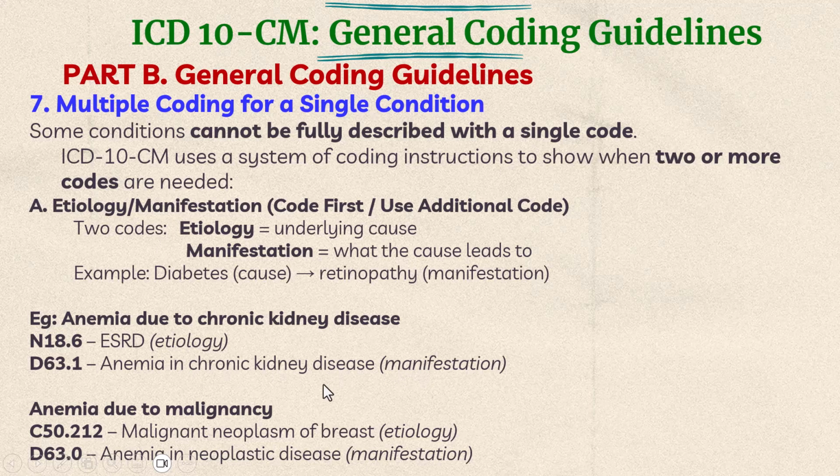Similarly, anemia due to malignancy. Here first you have to code the malignancy, that is C50.212, that is malignant neoplasm of breast, that is the etiology, and the manifestation is D63.0, that is anemia in neoplastic disease as the manifestation.